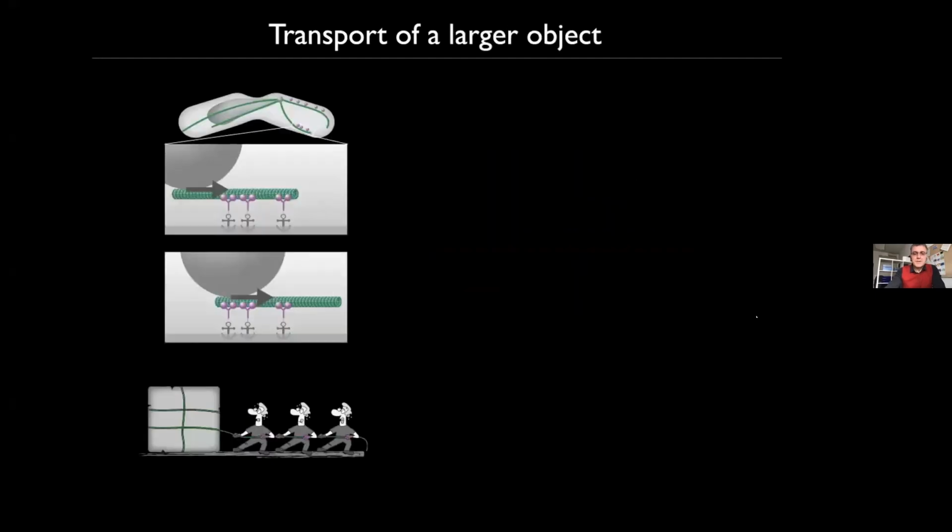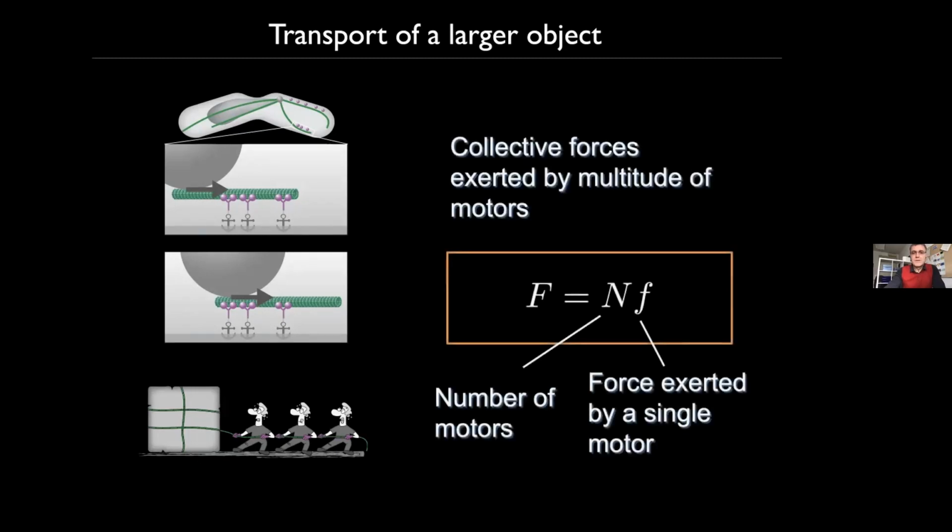Of course, there is a case with more motors that are transporting objects. If there are more motors, then these motors are exerting collective forces. These collective forces depend on the number of motors bound to the filament, and also on the force exerted by a single motor.